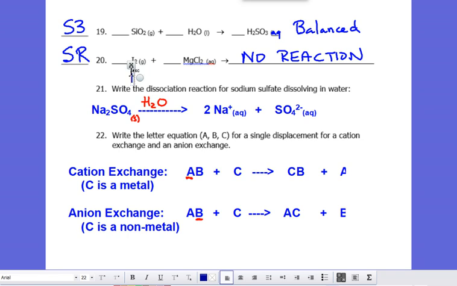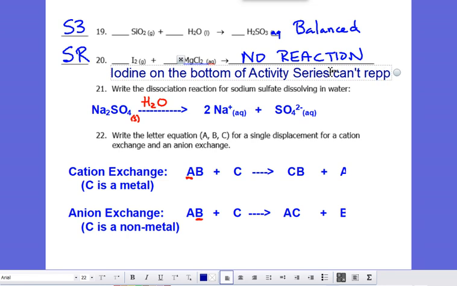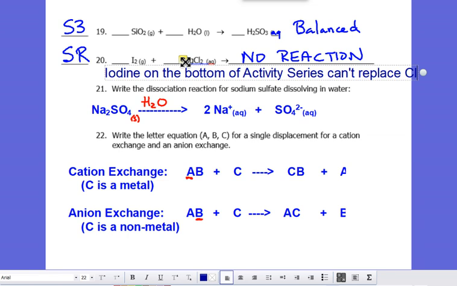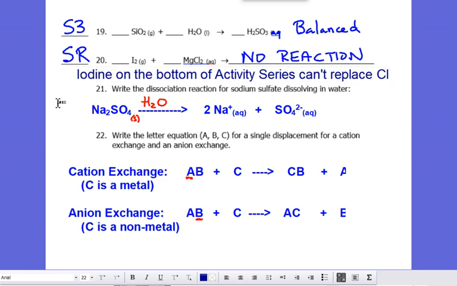So iodine is on the bottom of the activity series. So if iodine is on the bottom of the activity series, it can't replace the chlorine. All right, it can't replace the chlorine. So when you drop iodine into that solution, the chlorine and the magnesium are going to stay bonded together, and the iodine is just going to be floating around in there by itself, not doing anything.